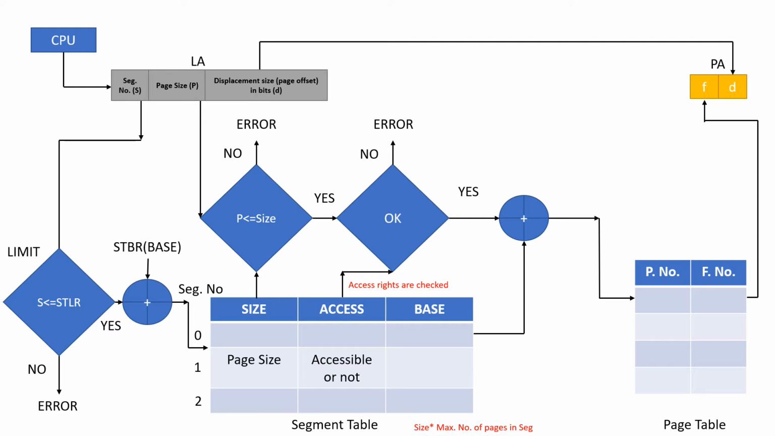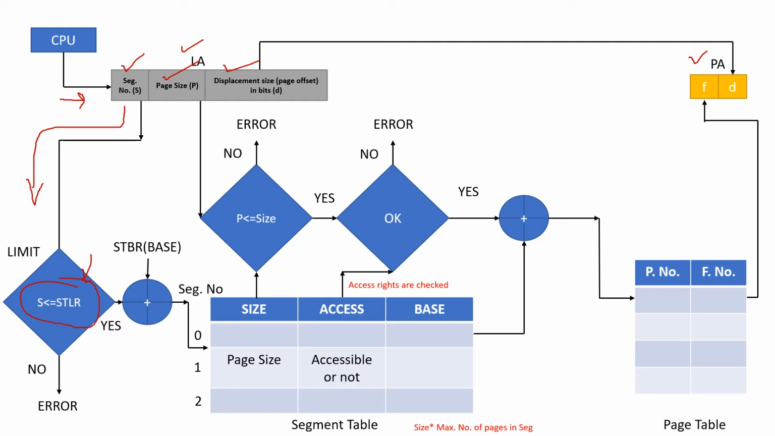Okay, now we will see how the logical address is getting converted into physical address. So here CPU will generate the logical address which has S, P, and D. And the first thing the system does is it compares whether S is in the particular limit or not, which is compared here. STLR gives you that value, that is segment table limit register.